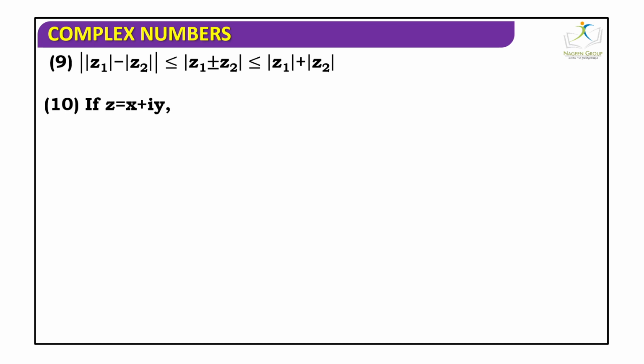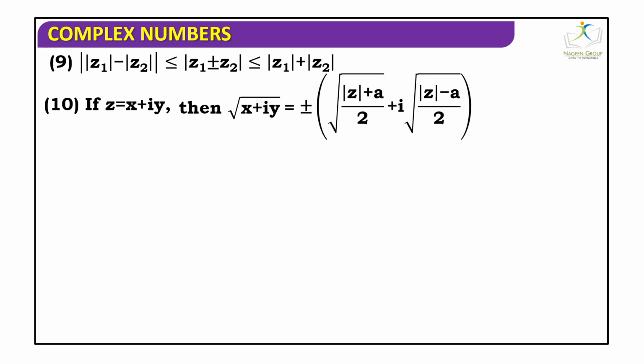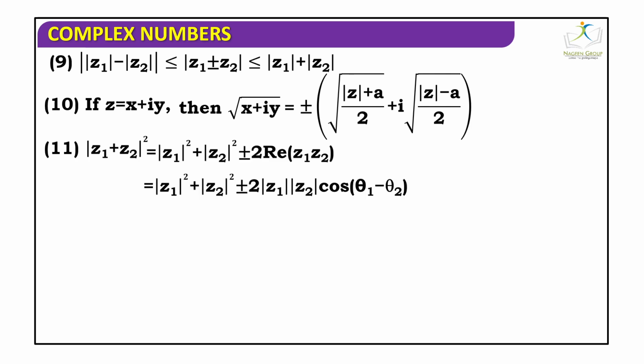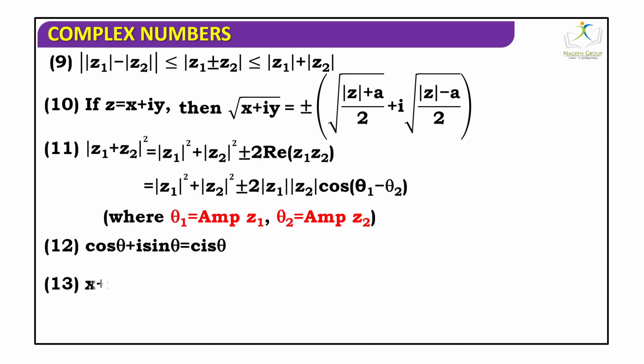If z equals x plus iota y, then we have under root of x plus iota y equals plus minus under root of modulus of z plus a by 2 plus iota modulus of z minus a by 2. This is the square root, right? How do we take the square root? We know the formula now. Now, if we have z1 plus z2 whole square, we have derived these two formulas. Just understand it. Now, if we have cos theta plus iota sin theta, it is cis theta.